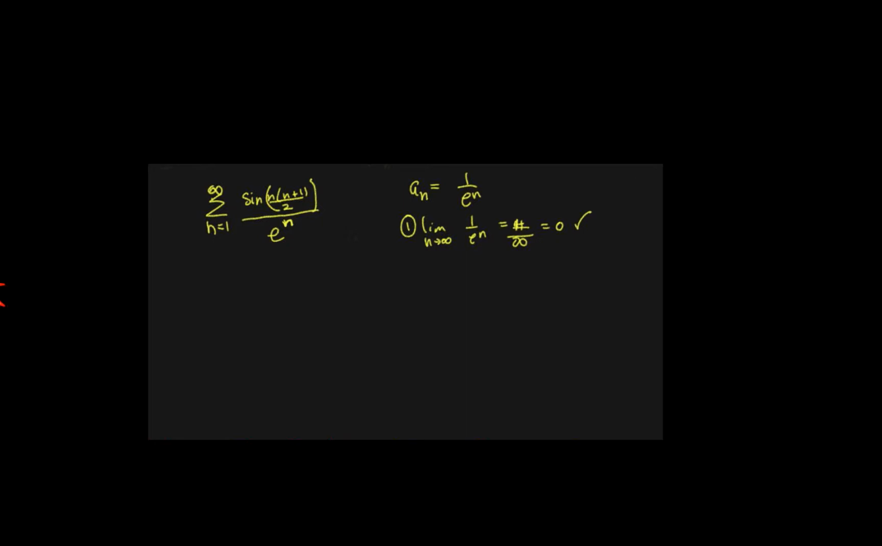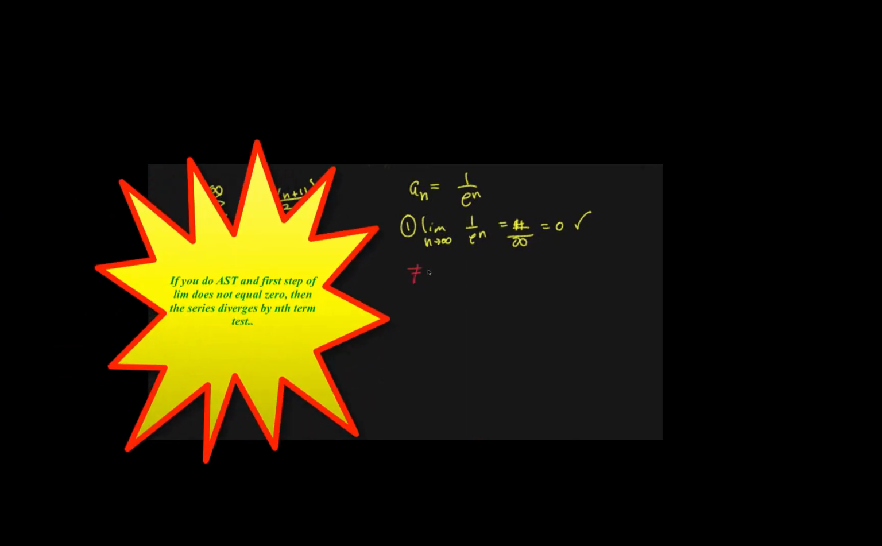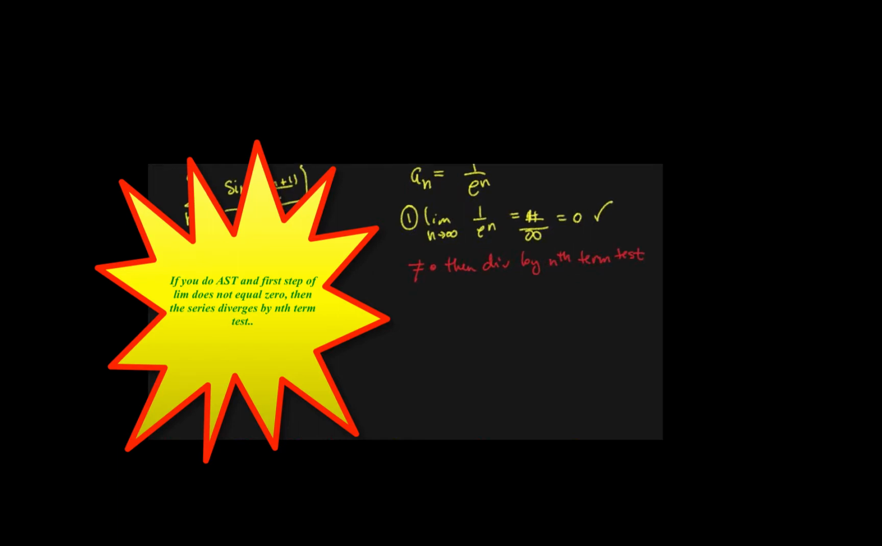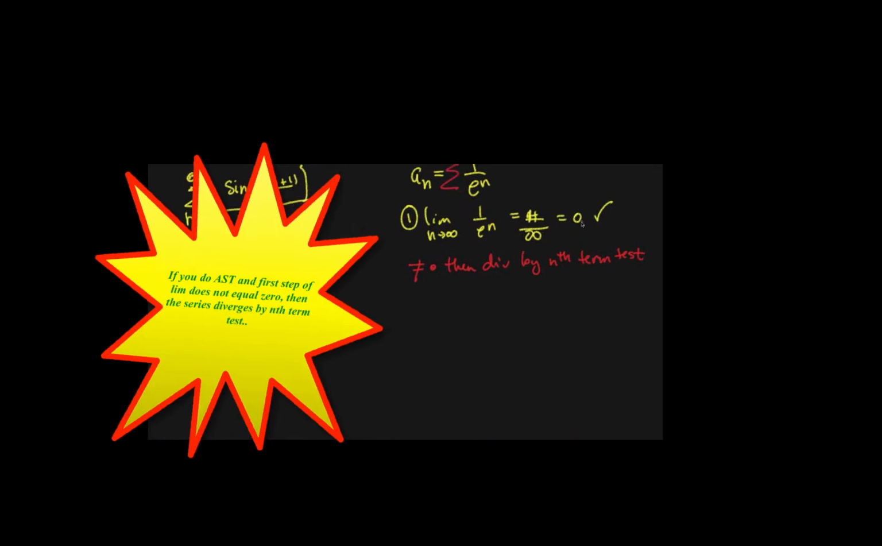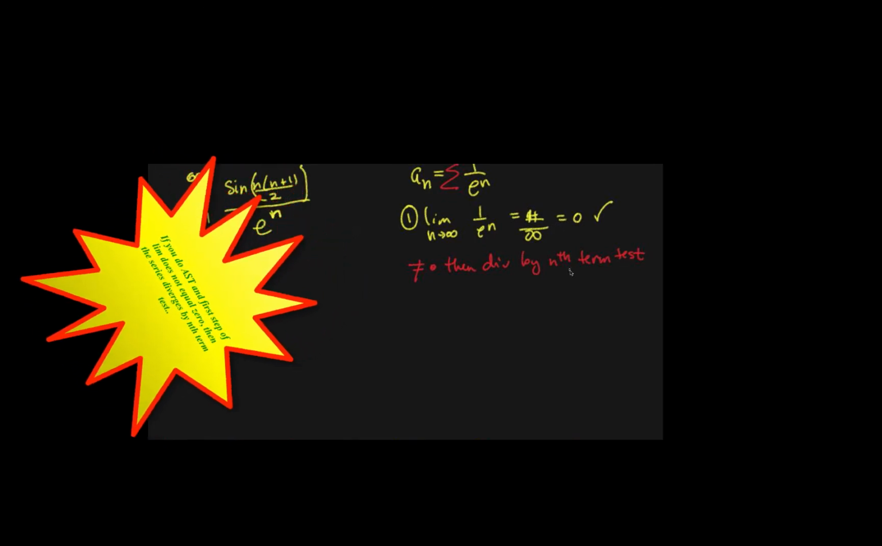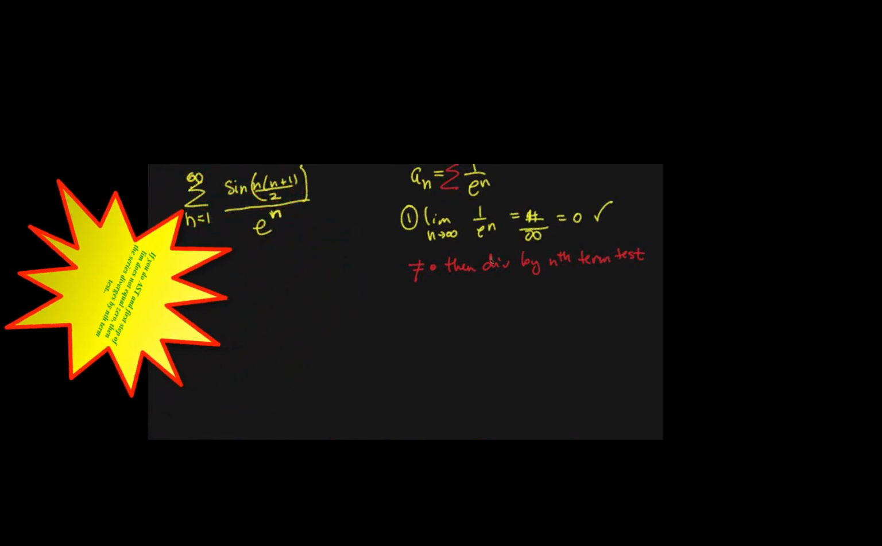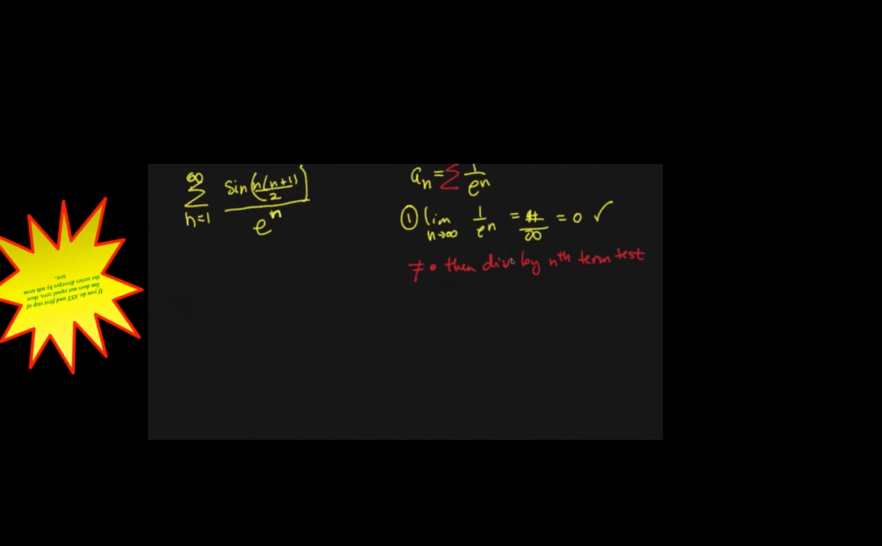If it doesn't equal 0, then you're right, diverges by nth term test. Do you understand? Isn't that what the nth term test was? Let's say we didn't even see the alternating part, and we take the limit of this series, and we don't get 0. The nth term test says that it diverges, or the divergence test, whatever you want to call it. Oh, okay, yeah.